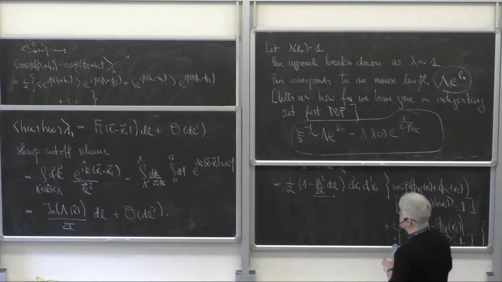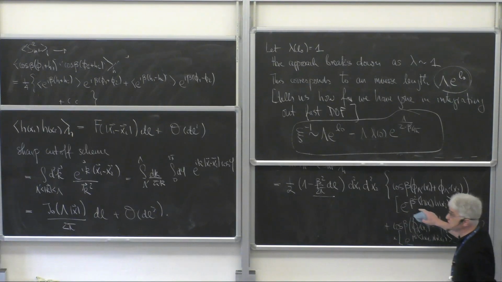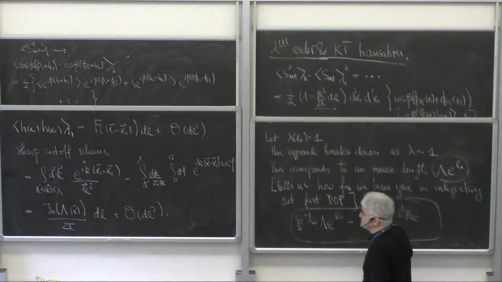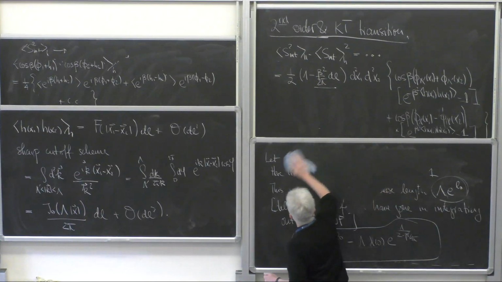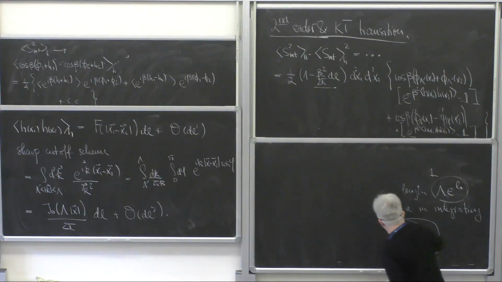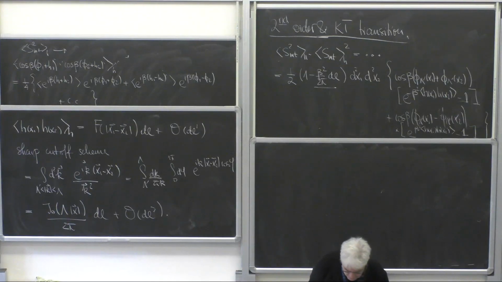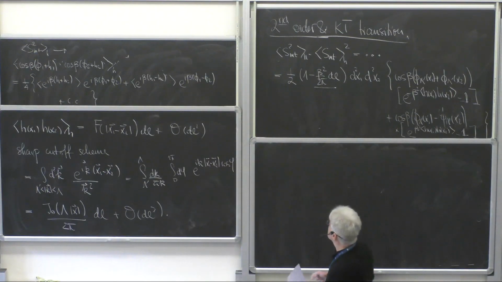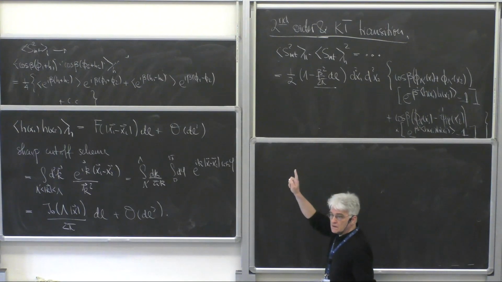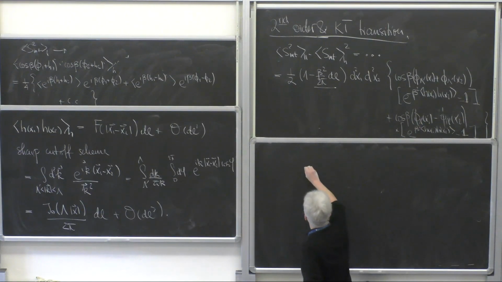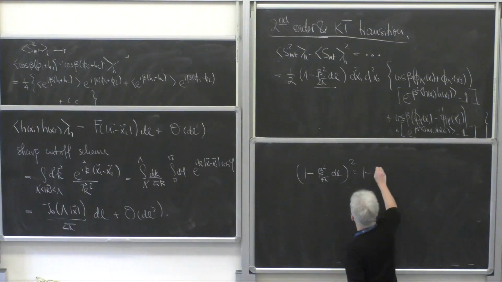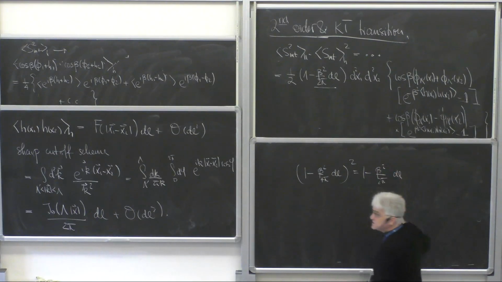So this would basically tell us what to put here. Now, this is bad news. Where am I? Just a sec. I need to know where I am. So what I'm using is that 1 minus beta squared over 4 pi dl, squared, is 1 minus beta squared over 2 pi dl, because dl is infinitesimal.